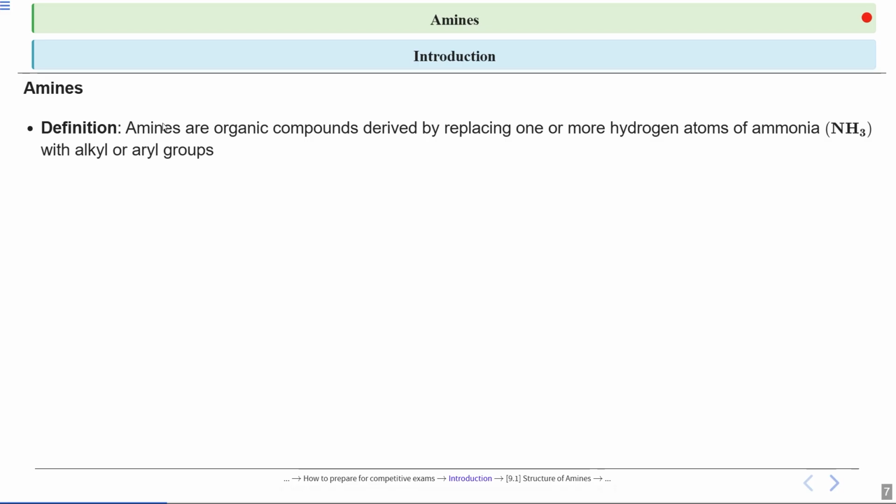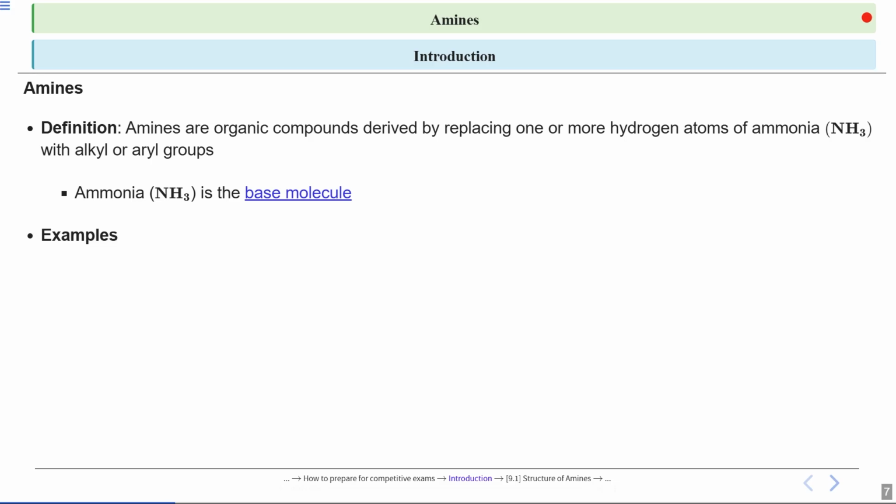So that means you are starting with ammonia, that is NH3, and you swap out hydrogens for other groups like alkyl or aryl groups. The thing over here is that ammonia, NH3, is the base molecule for all amines. You can think of ammonia as the starting point, and by changing its hydrogens for other groups, you get different types of amines.